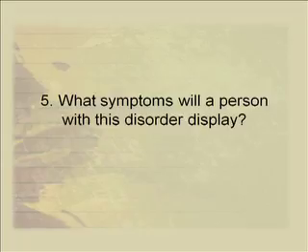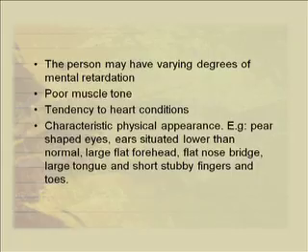Question number 5. What symptoms will a person with this disorder display? Your answers. Number 1, the person may have varying degrees of mental retardation, poor muscle tone, tendency to heart conditions, characteristic physical appearance. For example, pear-shaped eyes, ears that are situated lower than normal, large flat forehead, flat nose bridge, large tongue, and short stubby fingers and toes.